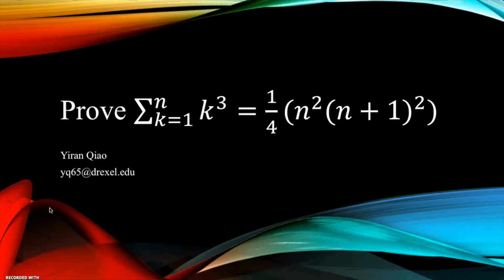This is the third presentation for CS 520. I'm on topic 3, which is to prove the sum of k cubed for k is 1 to n, and this entire summation equals 1/4 times n squared times (n plus 1) squared.